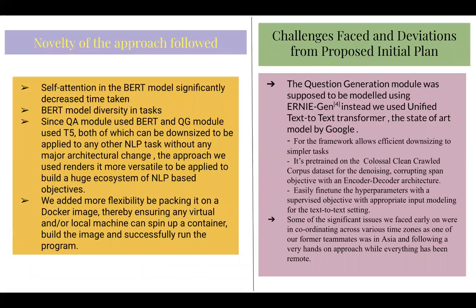The novelty of the approach we followed stems from the fact that the self-attention in the BERT model significantly decreases the time it takes, and also renders it diversity in tasks. Another fact is that the question answering module uses BERT while the question generator uses T5, both of which can be downsized to be applied to any other NLP task without any major architectural change. Thus, this approach renders it more versatility in building a huge ecosystem of NLP-based objectives.